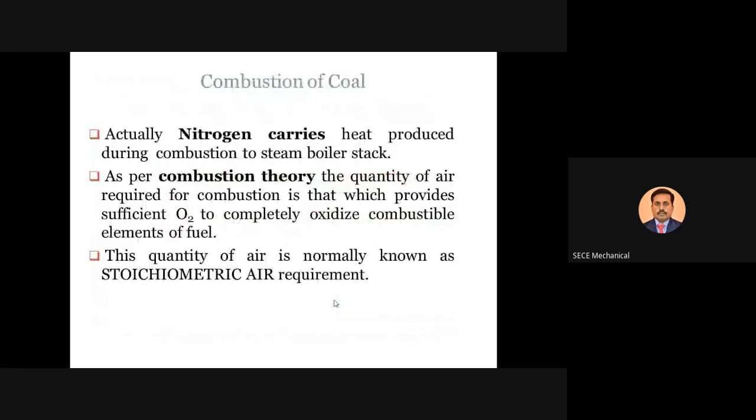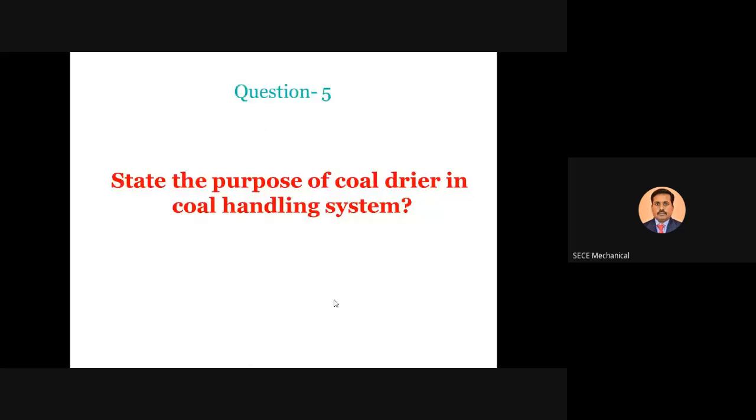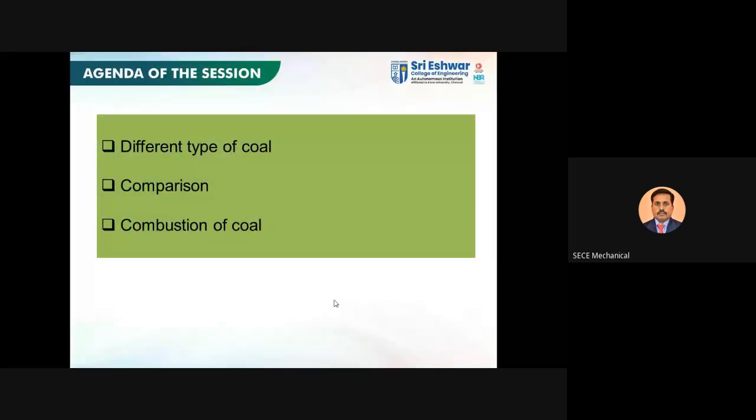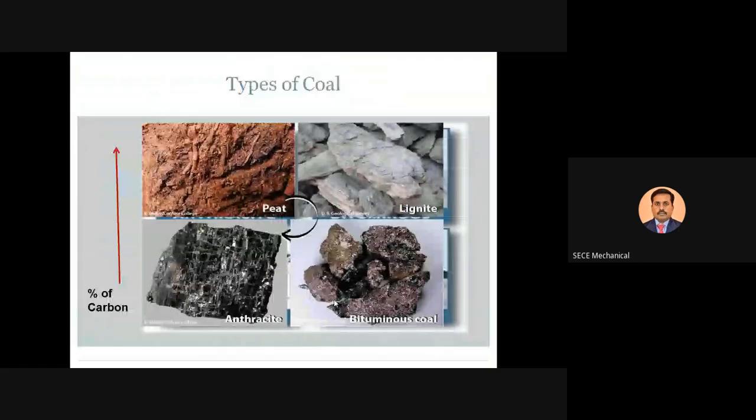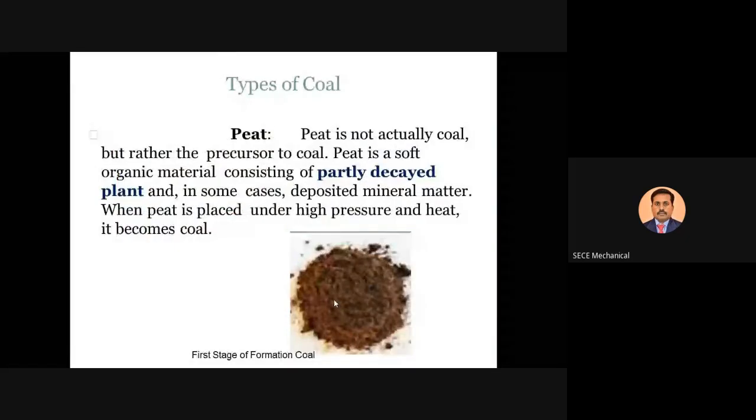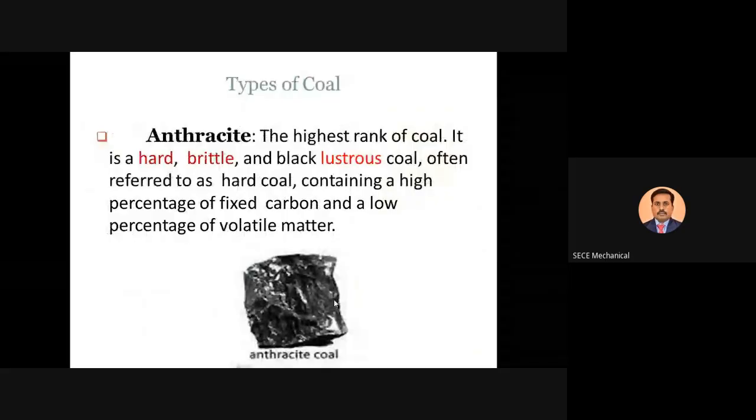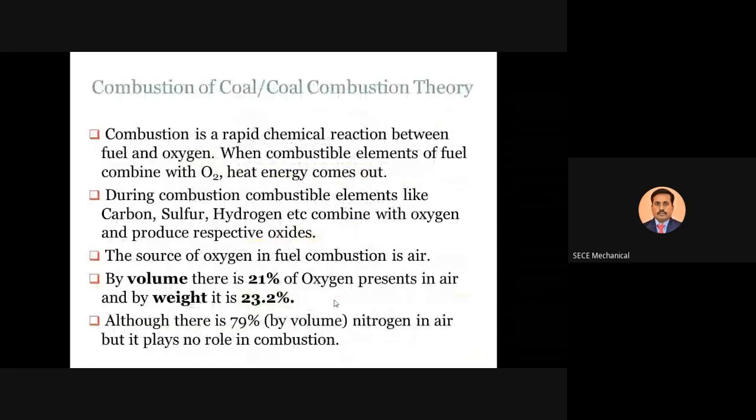So up to this we covered different types of coal, the comparison between coals, the combustion of coal, and what different types of gases come out from the combustion chamber or furnace area. Then we discussed stoichiometric air. So that's all for now. In the next class, we are going to discuss how to control these gases, and what additional fitment is required.